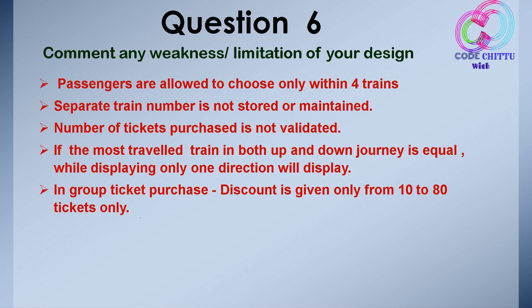And the most traveled train, this is one limitation, one weakness also we can tell. We are just checking using the if statement which train traveled most, meaning how many passengers. Suppose in up journey 480 people travel, and in down journey only 400 people traveled, what will it give? In up, suppose train number 1, it will tell that train number 1 traveled with 480 passengers. Most traveled train number is 1 and most traveled passengers 480 it will tell.